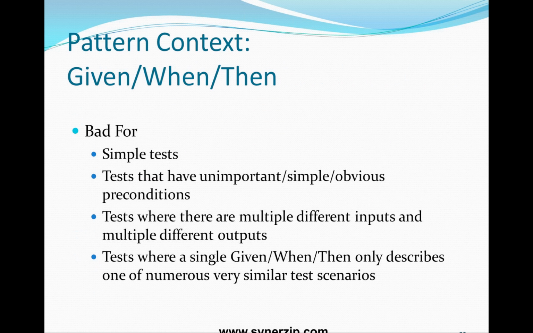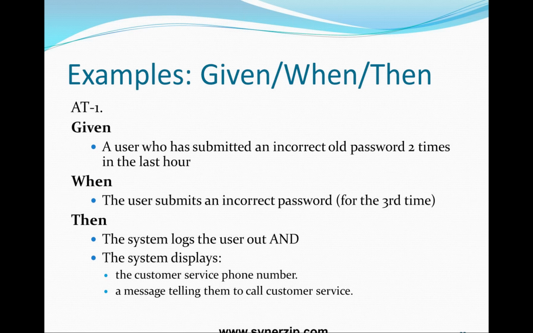So here are some examples of the given, when, then. Here we are back to the change password thing. Given that a user has submitted an incorrect old password 2 times in the last hour, when the user submits an incorrect password for the 3rd time, then the system logs the user out, and the system displays a customer service phone number and a message telling them to call customer service.